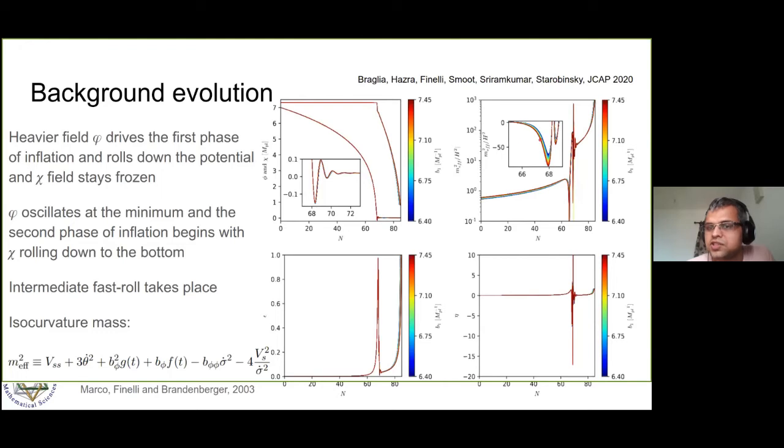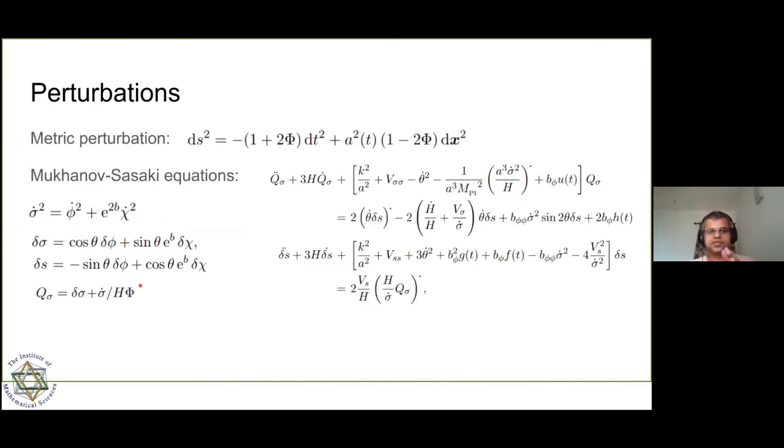So the isocurvature mass goes negative, and you have a temporary tachyonic instability, which sources the curvature perturbation. I'm going to describe it later. So as I explained, the heavier field phi drives the first phase, and the lighter field chi drives the second phase. And phi oscillates at the minima, and therefore the intermediate fast roll takes place. Then let's go back to the perturbation. The metric perturbation is given as this. You can perturb your metric. Your standard Friedmann-Robertson-Walker metric is given by dt square minus a square dx square, and then you perturb the metric with these phi terms, capital phi terms.